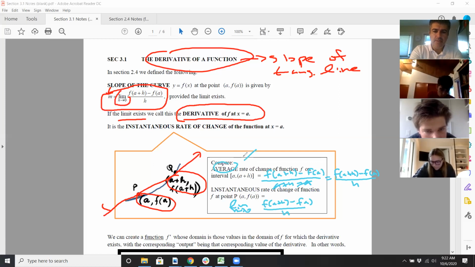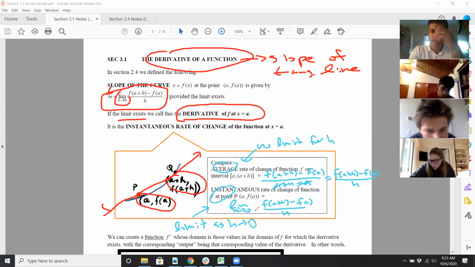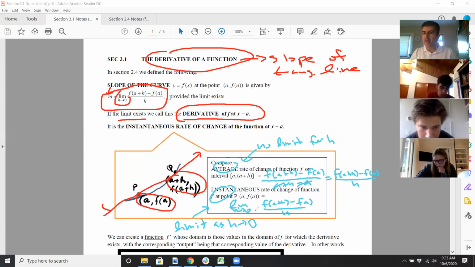So this has no limit for h. Here is the limit as h approaches 0. So that's the difference between average rate of change and instantaneous rate of change. Average rate of change is just a very simple slope you find between 2 points. Instantaneous is when you find the slope of a tangent line. So you treat it as a limiting case. So that's just to sum up what we've done in 2.4.